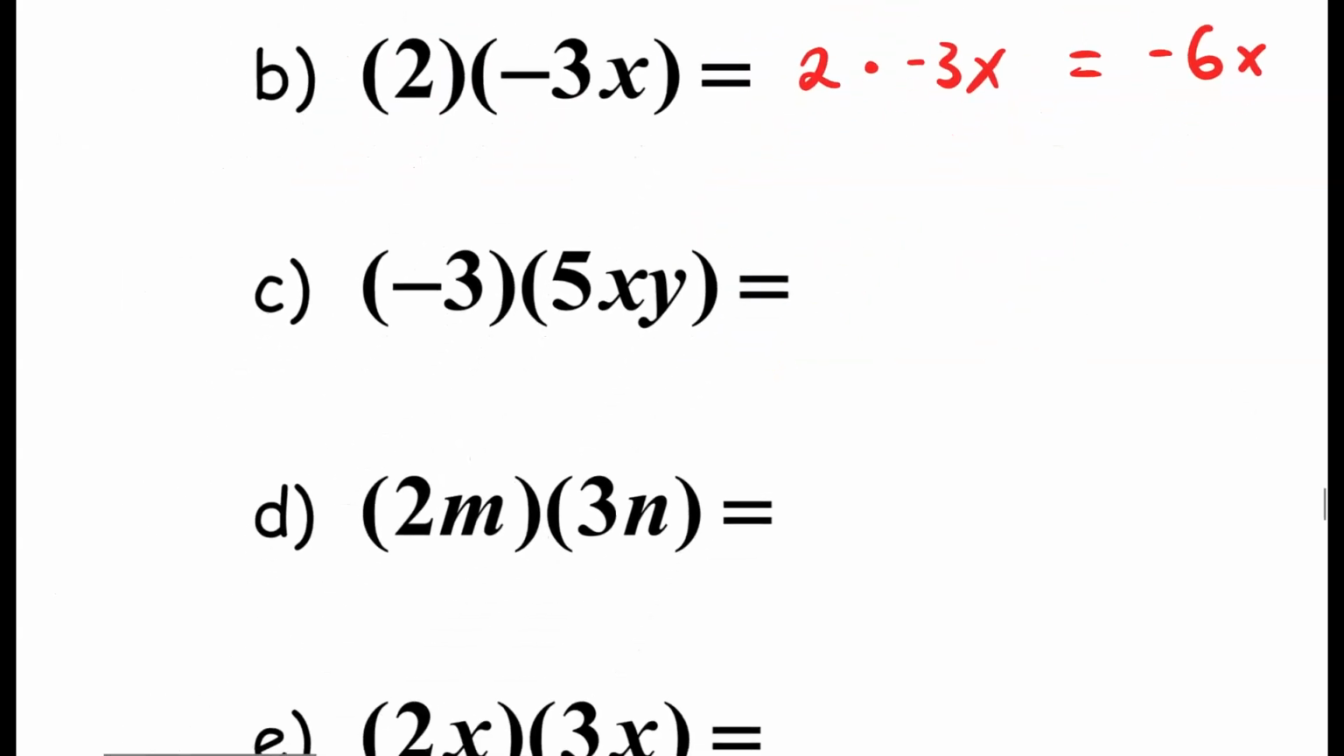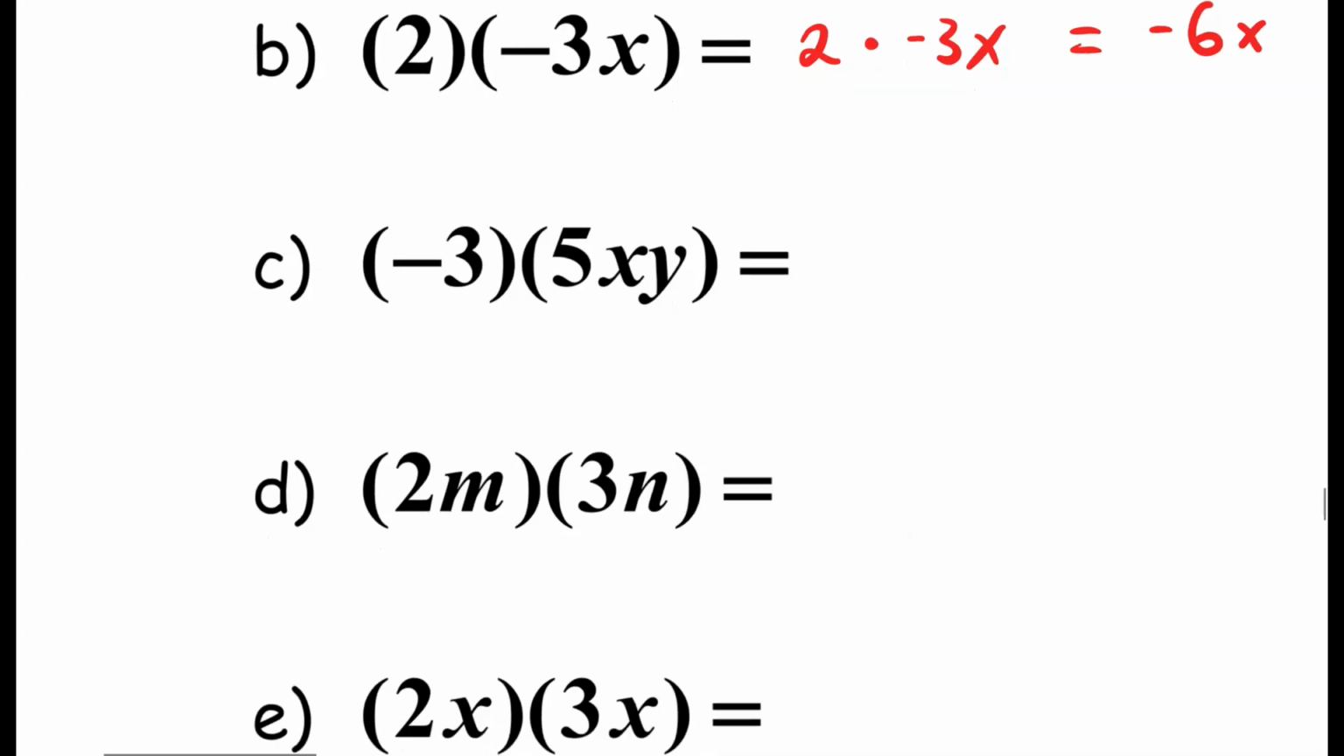I'm going to leave C for you to try on your own because it's a similar type question to the first two, and I want you to check in the OneNote to make sure that you've done it correctly.